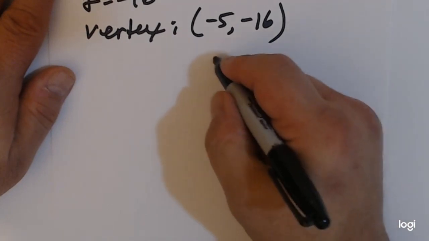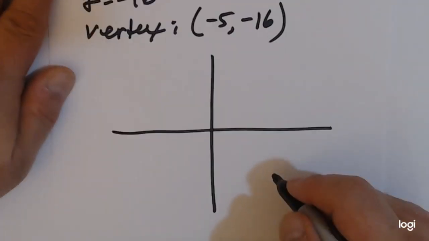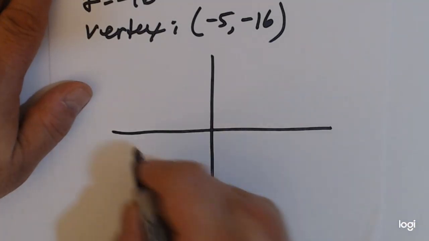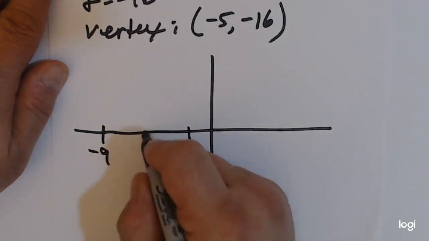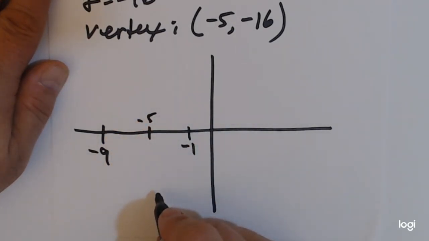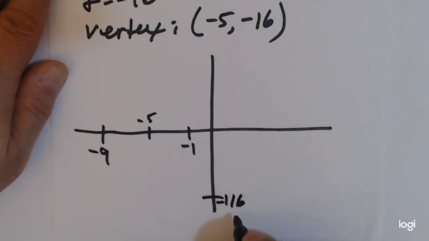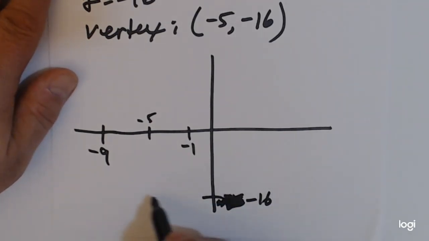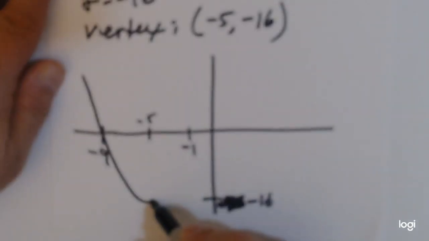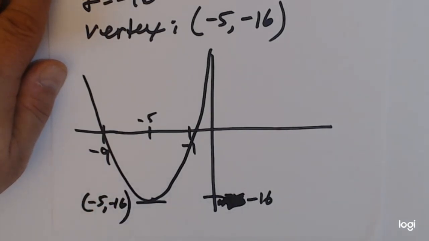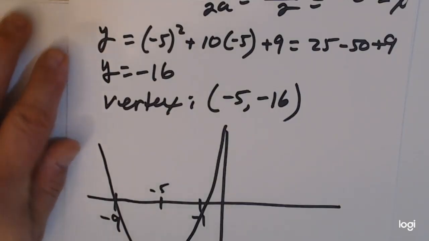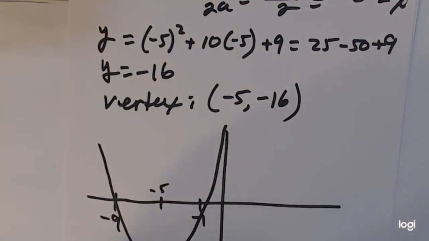So let's draw it. So we have negative 1 and negative 9, negative 9, negative 1, and negative 5, and negative 16. So this point is negative 5 comma negative 16. And that's our graph, and that's our last one for this video.